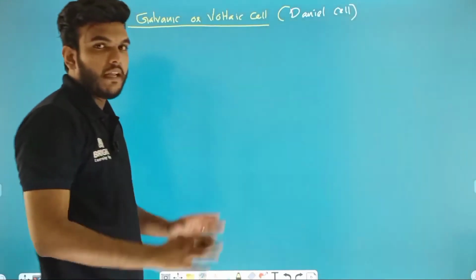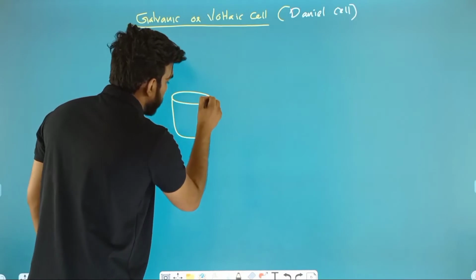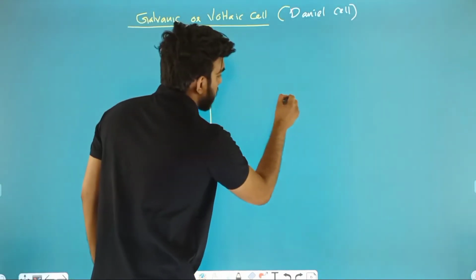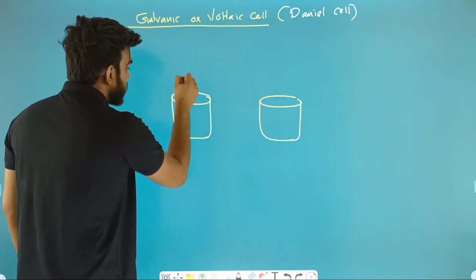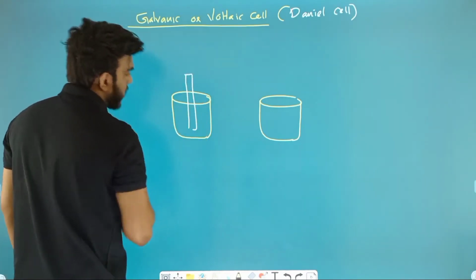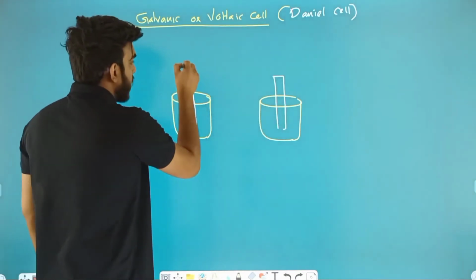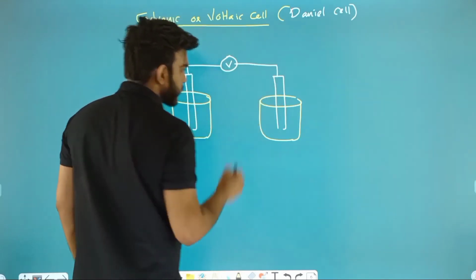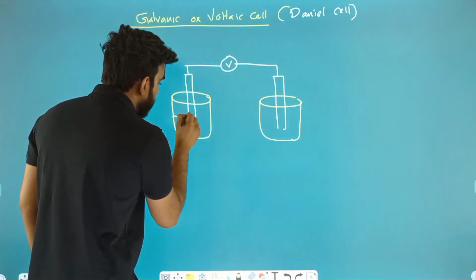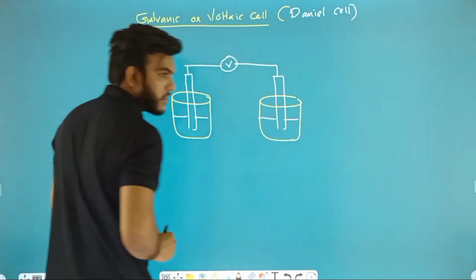So when I am considering a galvanic cell, I am just considering a beaker here, and a second beaker here. In this beaker I am considering a rod, and in the other beaker also I am considering another rod, and these two are connected by a voltmeter. And there will be electrolyte present here.